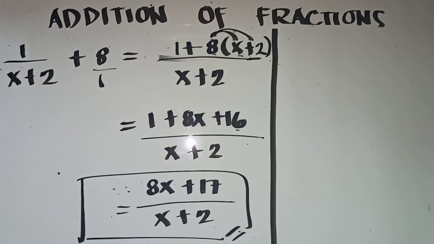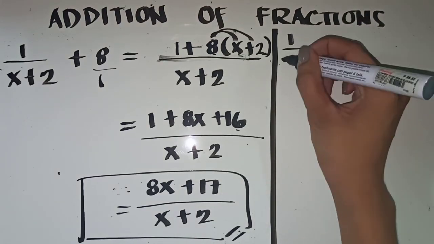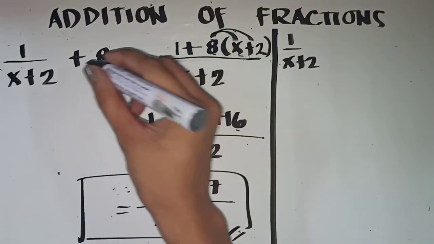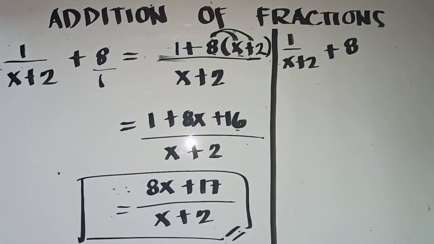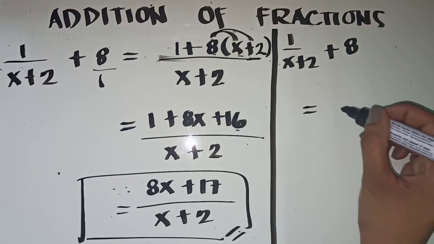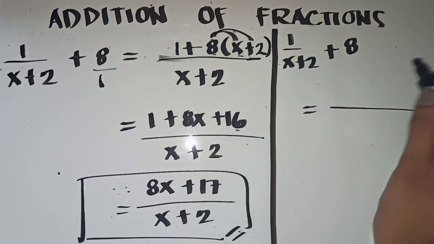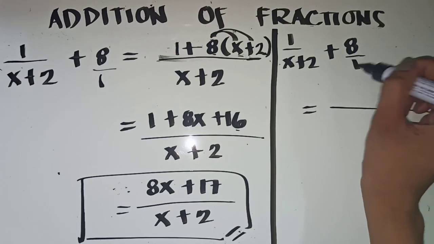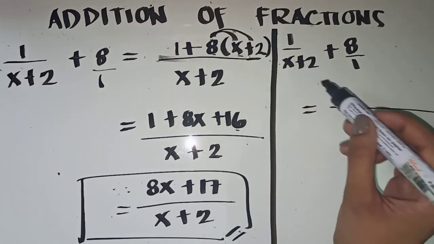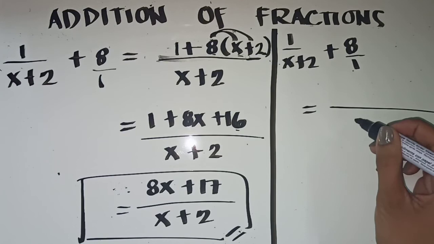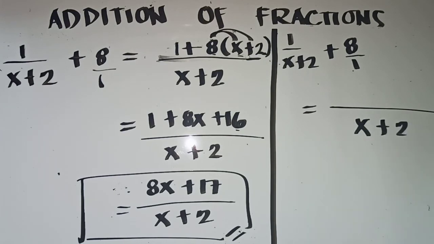Okay, so let us now check kung same pa rin ba yung magiging sagot kung ang gagamitin ko naman is butterfly method. Again, given the same example, so 1 over x plus 2 plus 8. Okay, so that is equal to, multiply natin yung denominator. Again, kapag meron akong whole number, automatic meron naman po tayong 1 na denominator dyan. So, multiply natin ang denominator. X plus 2 multiplied by 1 is x plus 2.